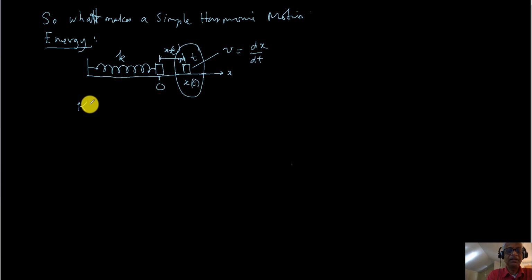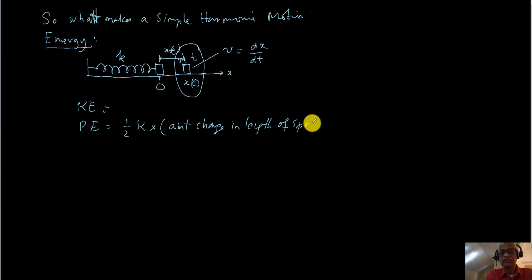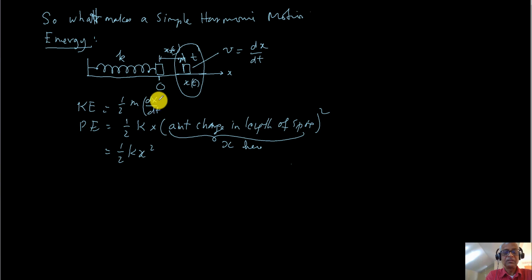So you have kinetic energy, and then you have potential energy. Kinetic energy comes from the velocity and mass, but potential energy is all in the spring, right? So this will be half k times the change in length of the spring squared, and this whole thing is what we are calling x here. So this is just half kx square, and this one is half m (dx/dt) square.